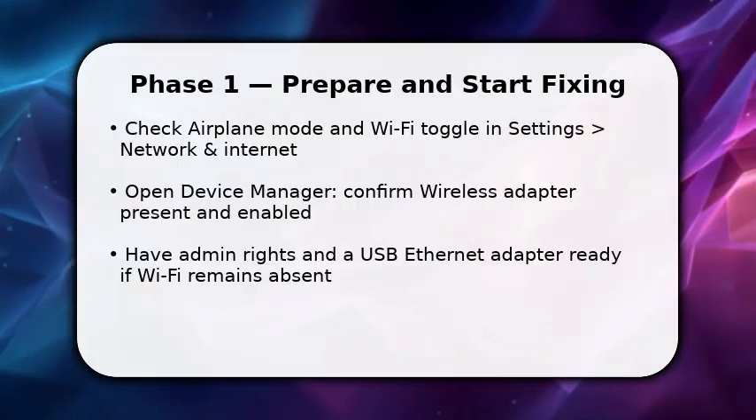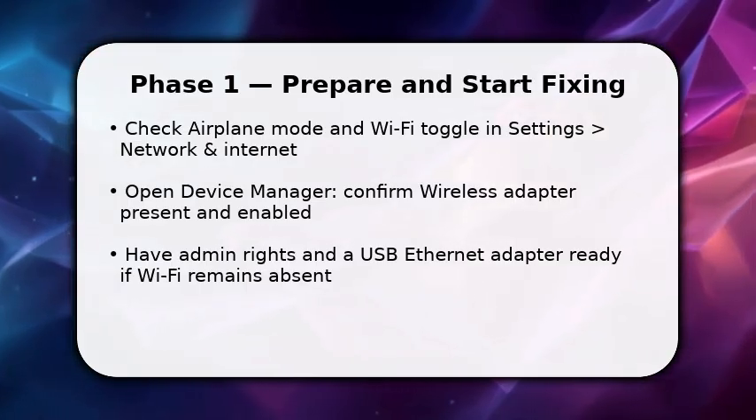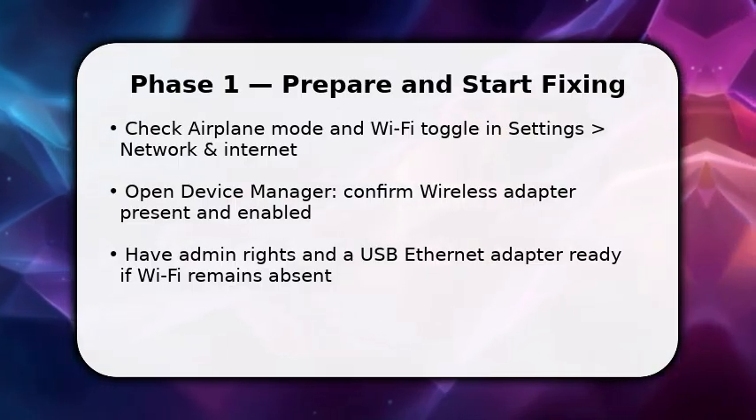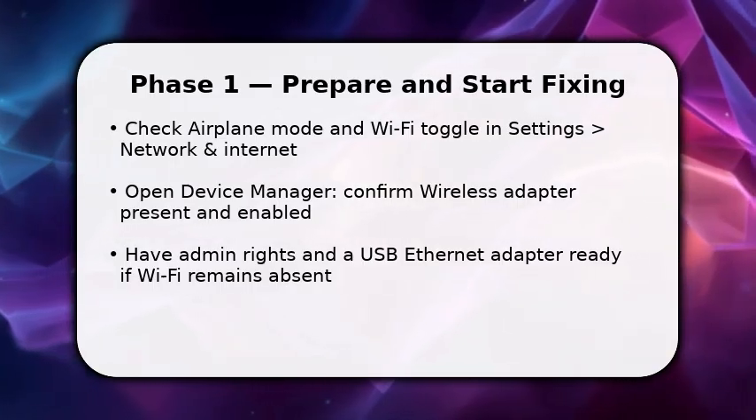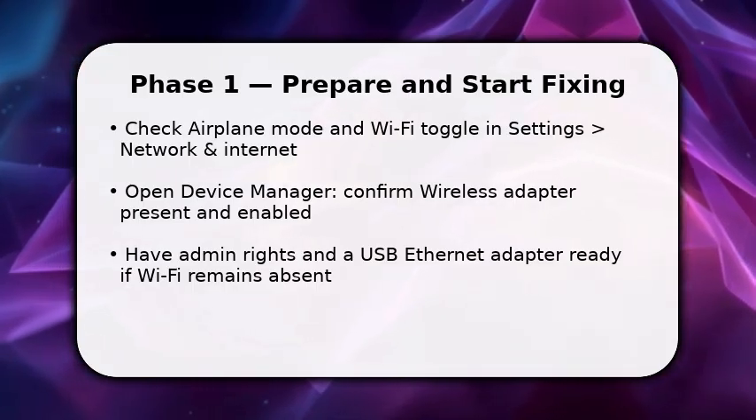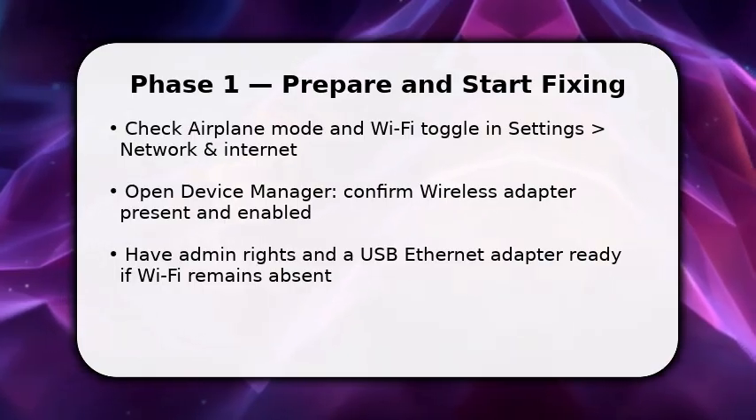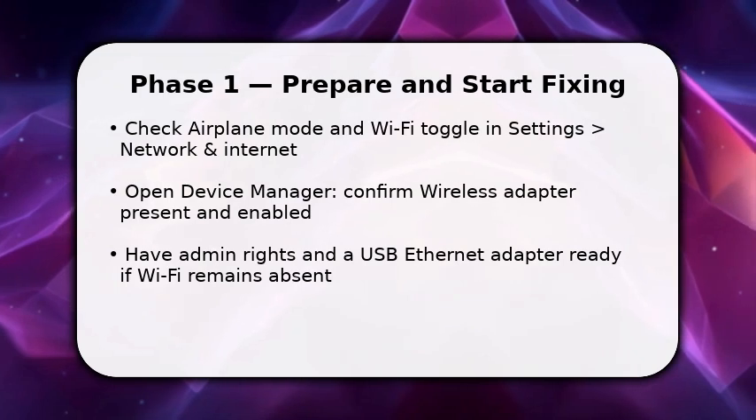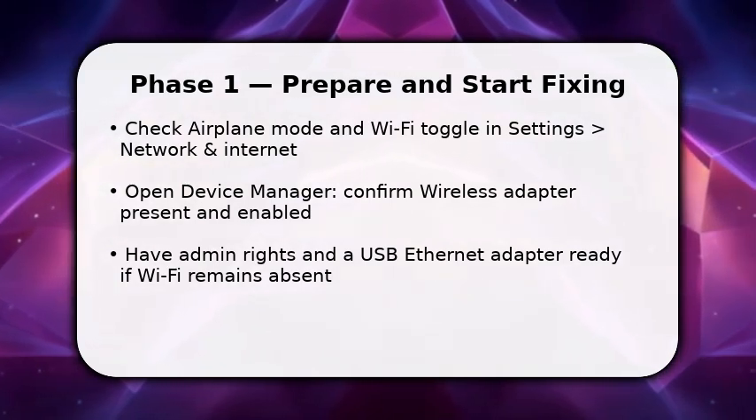You need to act now. Toggle airplane mode off and check the Wi-Fi switch in Settings, Network and Internet. Next, open Device Manager and look for the wireless adapter. Enable it if disabled. If the adapter is missing, make sure you have admin rights and plug in a USB Ethernet adapter so Internet access remains while we fix drivers. Once done, restart Device Manager View and continue. This avoids delays and lets you reinstall or roll back drivers with a live connection available.